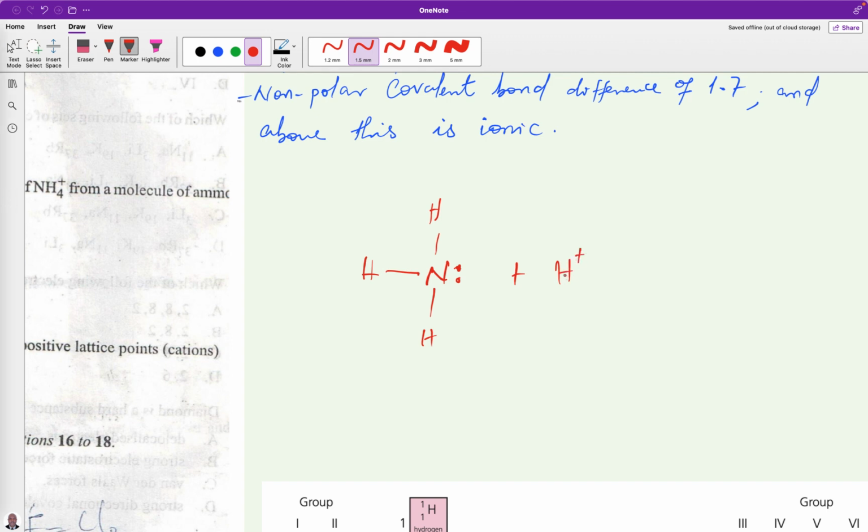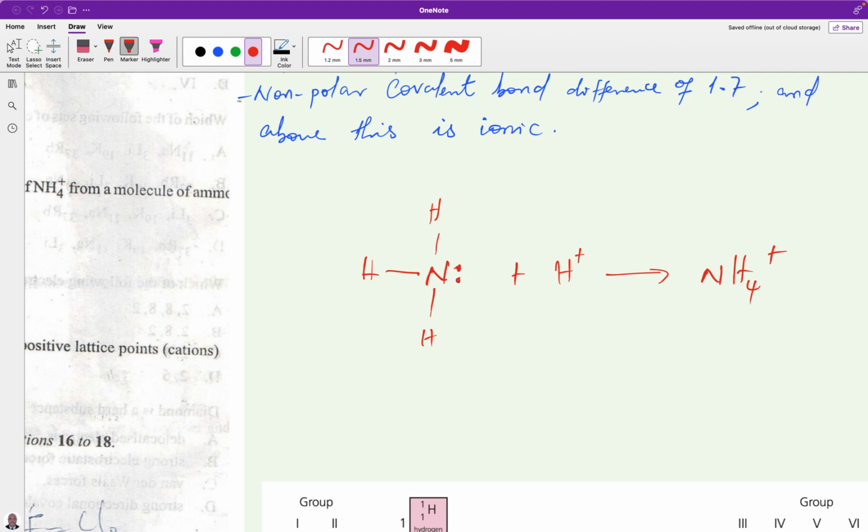The proton, in order to be stable and complete its outer electron shell, will need 2 electrons. So the electrons here will go here, and it will attach itself. Nitrogen will donate the 2 electrons to the proton, and this will be the result of it. We will have NH4 plus, after this one has attached itself here.